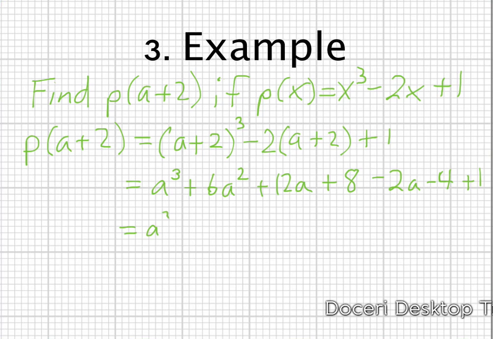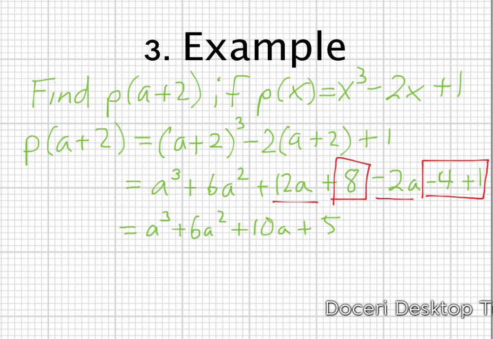There's nothing else for a cubed, or 6a squared. But I have 12a and negative 2a. So this is going to give me a plus 10a. And I also have 8 with negative 4 plus 1. So 8 minus 4 is 4, plus 1 is 5. So this is my final answer for this problem. That's all you have to do. So that's an example for you there.